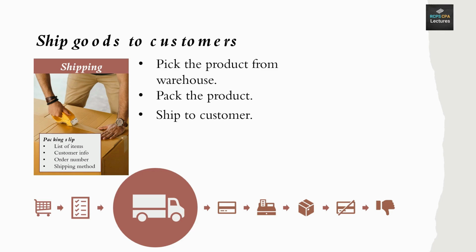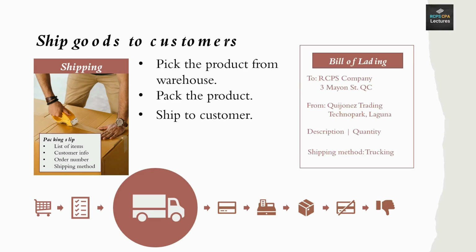After the products have been packed, they are ready for shipping. The shipping process involves arranging for the products to be transported to the customer using a delivery service such as a courier or postal service. A bill of lading is a legal document that serves as a contract between the shipper and the carrier. The bill of lading includes details such as the type and quantity of products being shipped, the names and addresses of the shipper and receiver, and the shipping method.